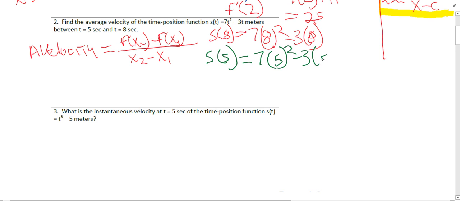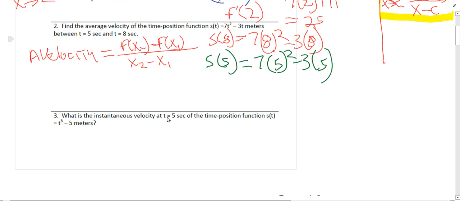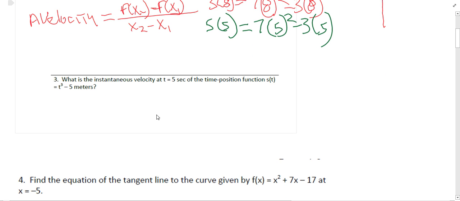So just plugging it into that. Alright, I'll leave you to that. And number 3 is just very similar to number 1. So we're going to use the instantaneous equation.